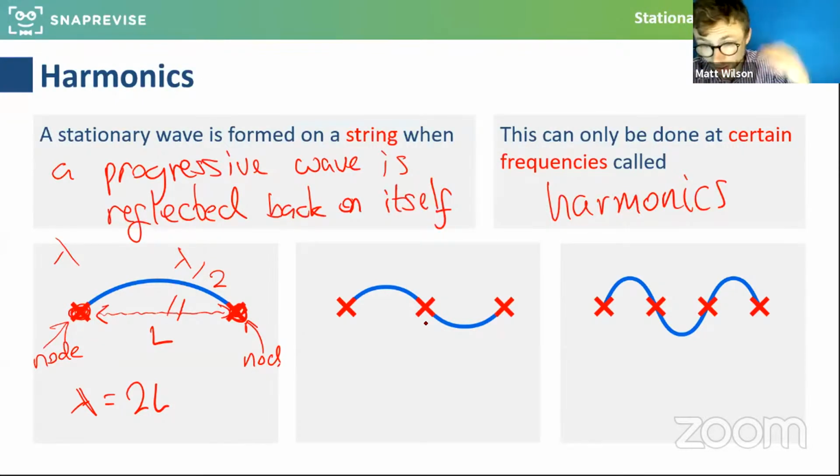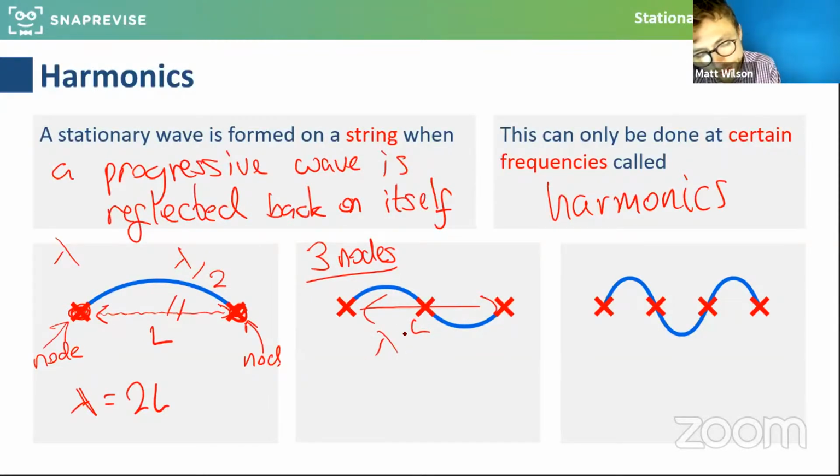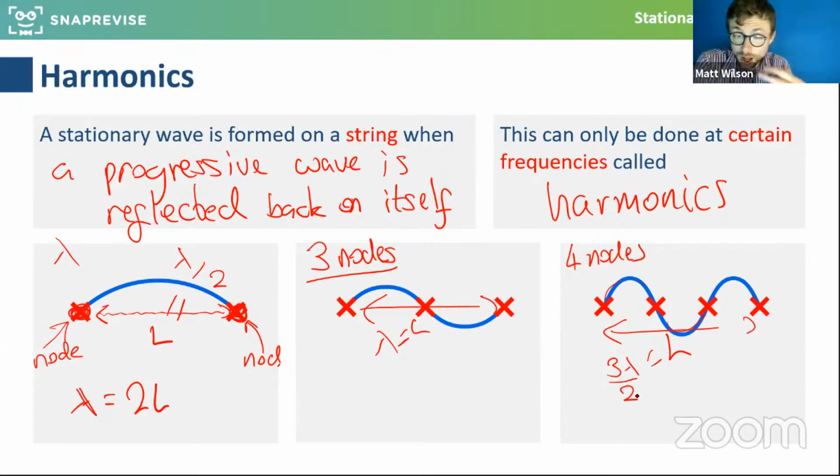Now we can go a bit higher and think about what if we add one more node? So now we've got 3 nodes. Then what's this? Well, this is L, but it's also lambda. Here we have L equals lambda. Then we could go for 4 nodes. So for 4 nodes, let's see. Well, now we've got L again, but actually this time it's one whole wavelength and another half. So that's 3 halves of a wavelength. So these are the kinds of wavelengths that you can fit on the string.